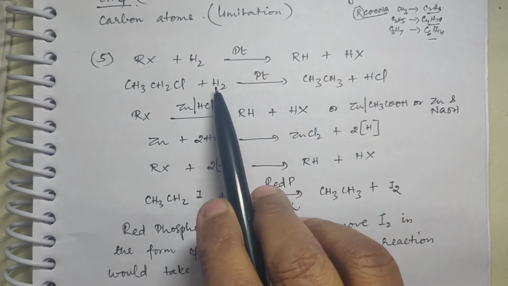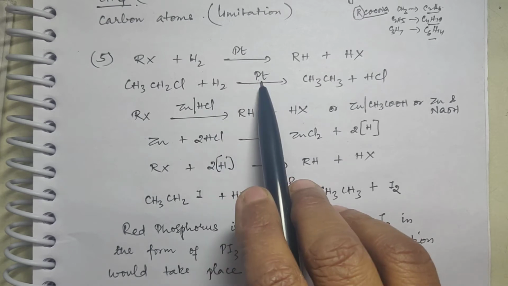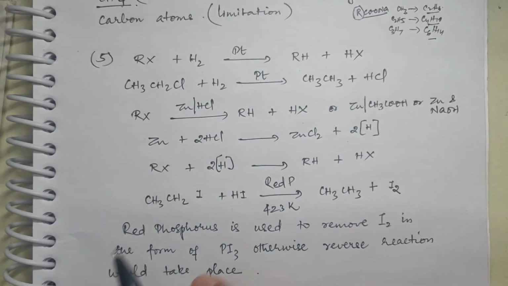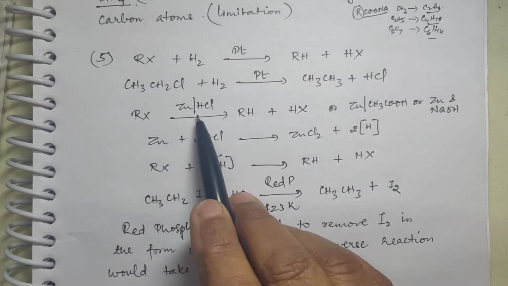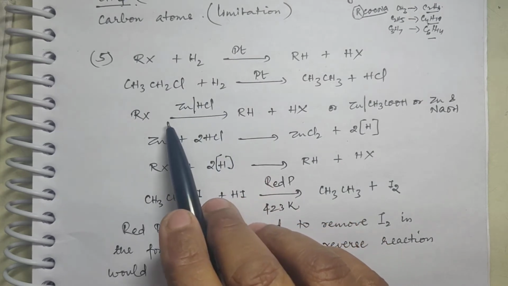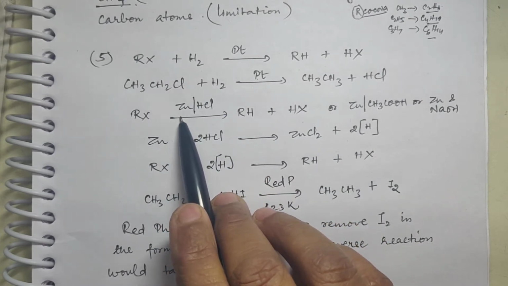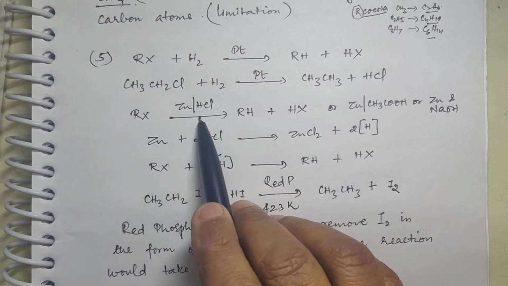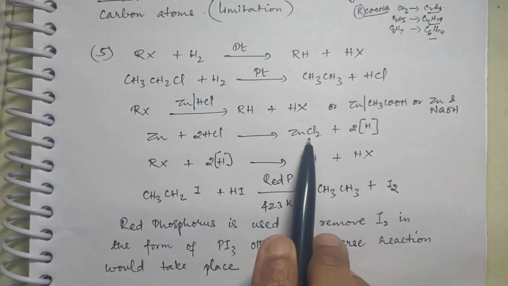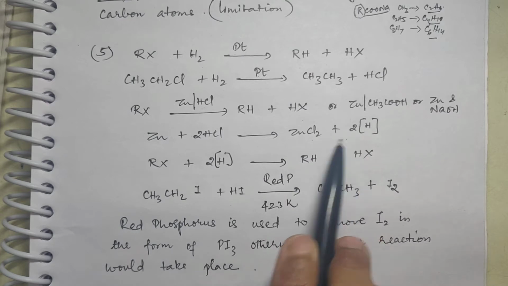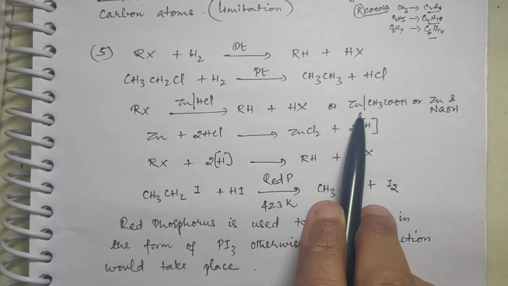Okay. Now this hydrogen in the presence of platinum or nickel or palladium, anything can be used. Or you can even use zinc and HCl for the same preparation. Now if you use zinc and HCl, what happens? Zinc and HCl will give zinc chloride plus 2 nascent hydrogen.